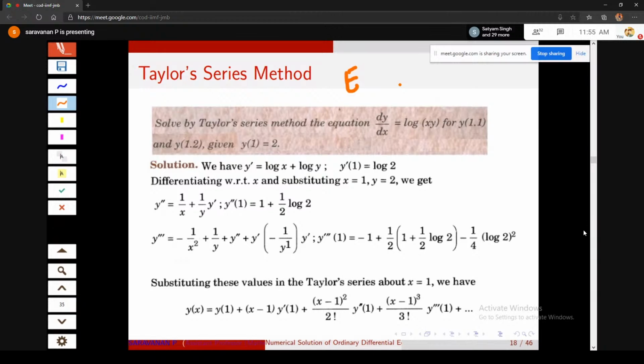Okay, we'll continue tomorrow. I'll stop up to this. Possibly by tomorrow or day after tomorrow, this syllabus will be over. So we have to learn 3 more methods. Euler's method, then modified Euler's method. Maybe these 2 tomorrow I will complete. Then there is another method called RK method that will finish day after tomorrow, so that this syllabus will be over.